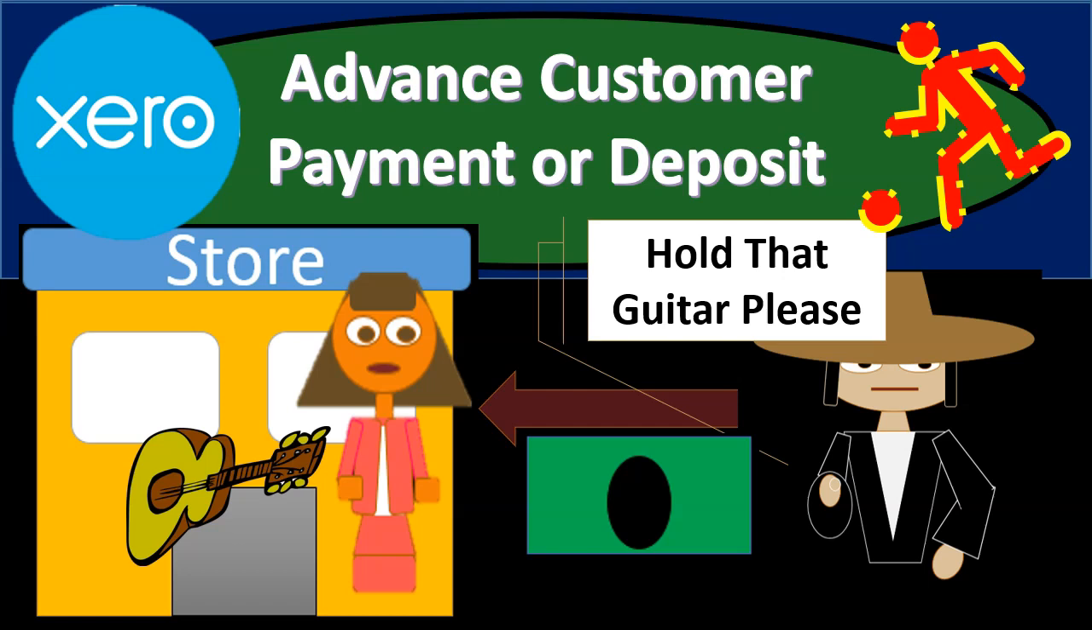In this presentation, we're going to record an advanced customer payment or a deposit. In other words, we're going to have a payment happen before we do the service or provide the goods. In our case, we're going to have an advanced payment, a down payment on a guitar that will be purchased. We haven't given the guitar at this point in time. We will give it in the future.